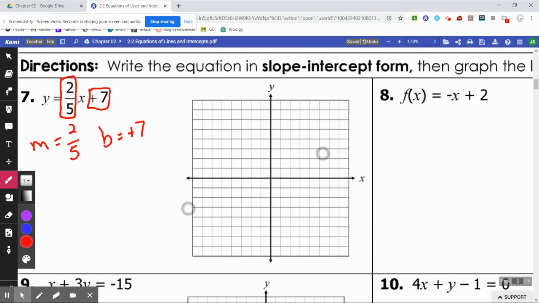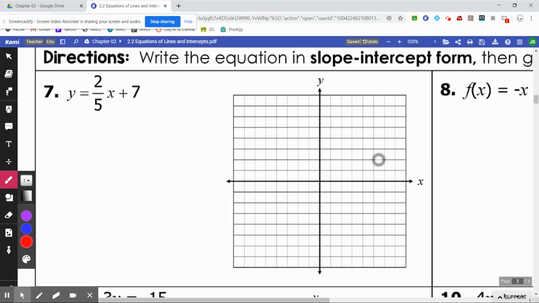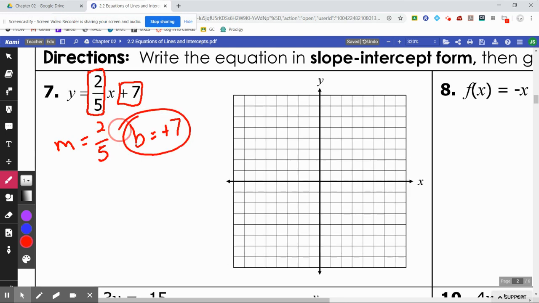So this line, if you don't remember, here's how you do it. It has a y-intercept of 7. That's the first thing you put on your graph. 1, 2, 3, 4, 5, 6, 7. This line is going to cross your y-axis at 7. This line has a positive slope, so that means it's going to be an uphill line. So from left to right, we need to make sure that this thing slants uphill.